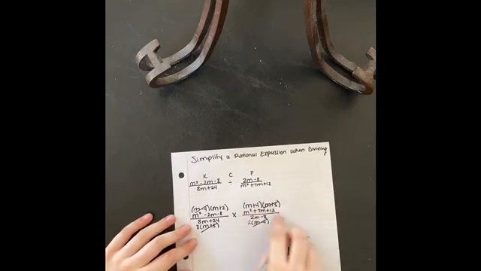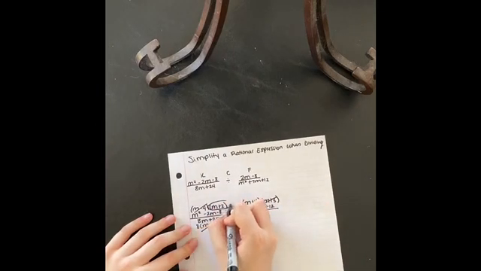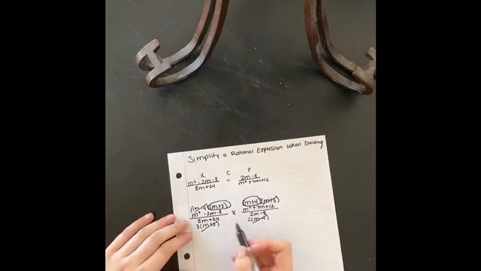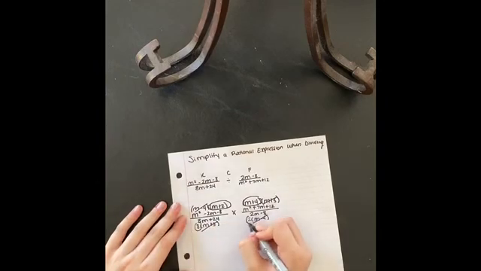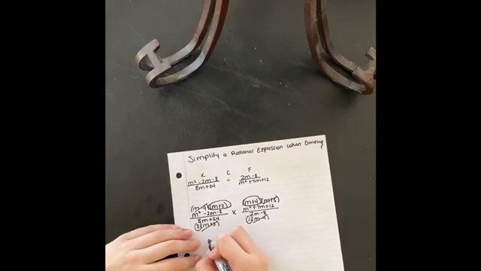Now you're left with m plus 2 and m plus 4. And then you're also left down here with 8 and 2. So you're just going to combine those. You're going to do m plus 2 times m plus 4.